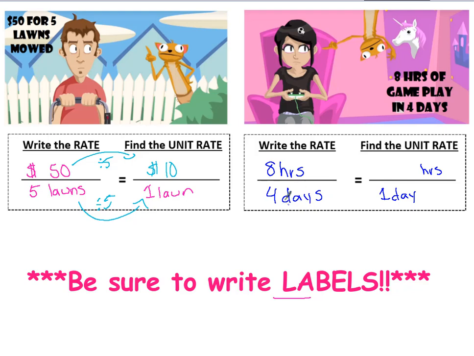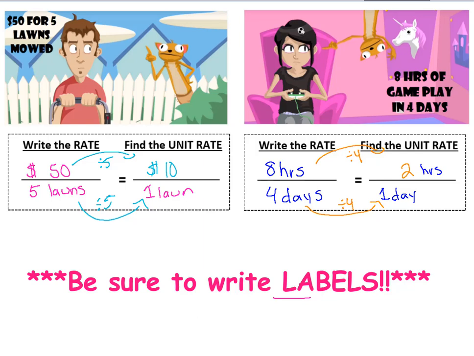Okay, so again, now I try to find my scale factor. I have a 4. I need to get to the 1, so I'm going to divide it by 4. Because 4 divided by 4 gives me 1. Now I do the same thing to the top. And 8 divided by 4 gives me 2. So every day she plays 2 hours.